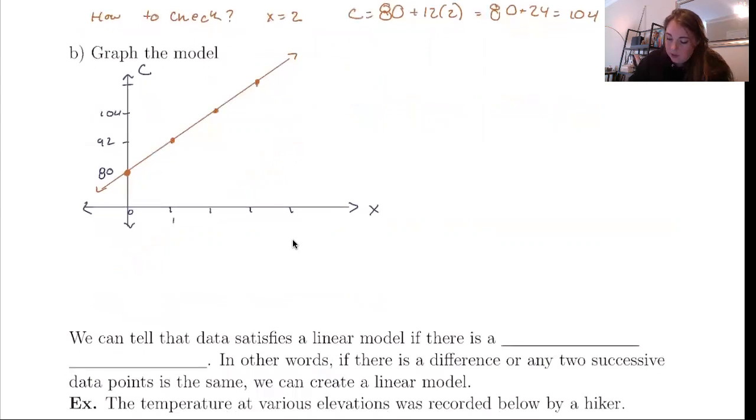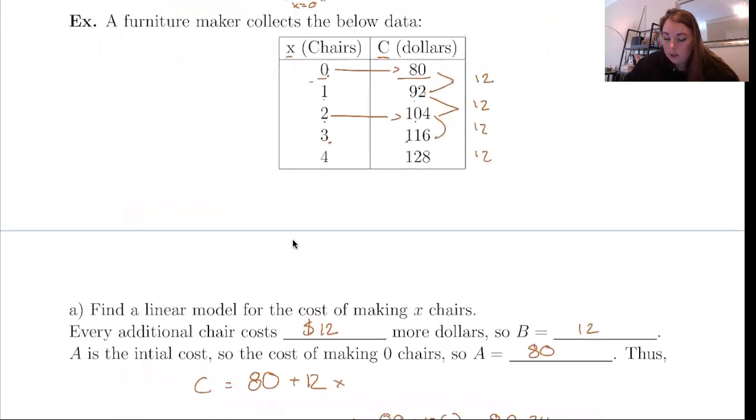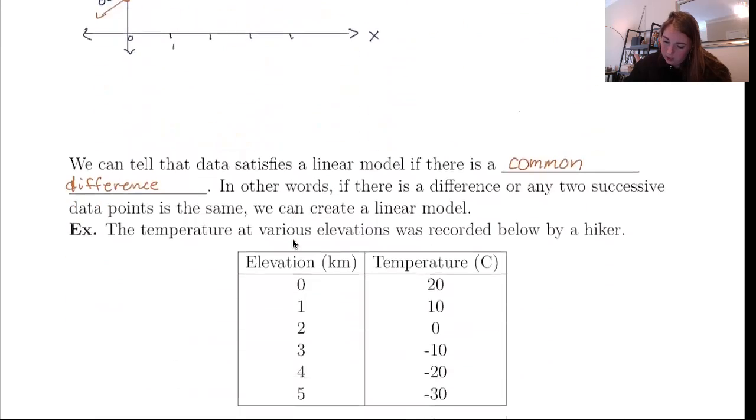We can tell that the data satisfies a linear model if there is what is called a common difference. In other words, if the difference in any two successive data points is the same, we can create a linear model. So we saw that making from 0 chairs to 1 chair, $12 change. 1 to 2, $12. So each of these differences is the same. So common difference.